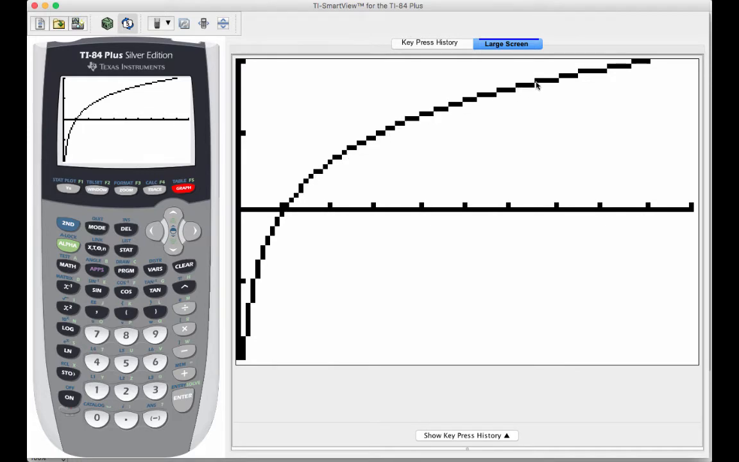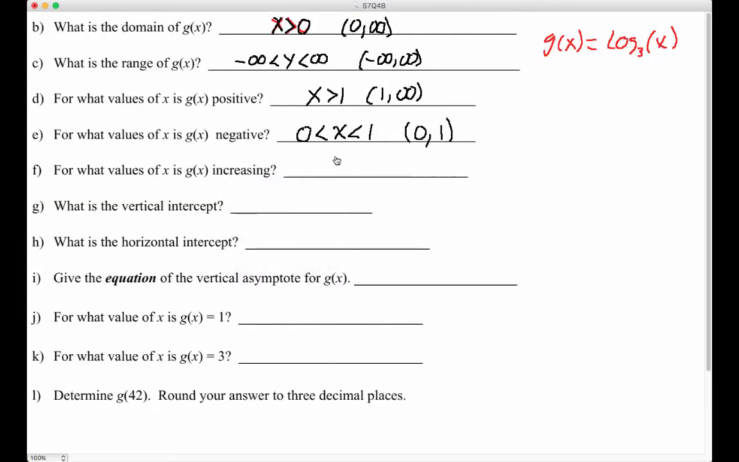So no matter where you're at on this graph, you are increasing over the entire domain. If you move from the left to the right and walk up it, notice we are going up. So g of x is increasing on the entire domain of the function. What was the domain of the function again? Oh, it was from 0 to positive infinity, or again, as in the upper one, x is greater than 0.